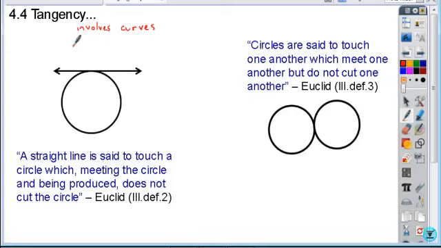to the figure. So you can have a tangent line to a circle. Historically speaking, a straight line is said to touch a circle, meaning to be tangent to it, meeting the circle and not cutting the circle. The historical wording of cutting the circle means that it intersects it a second time. So it enters the circle and then leaves the circle, so there'd be two intersections. So this is a tangent line to a circle. This is referred to as the point of tangency.